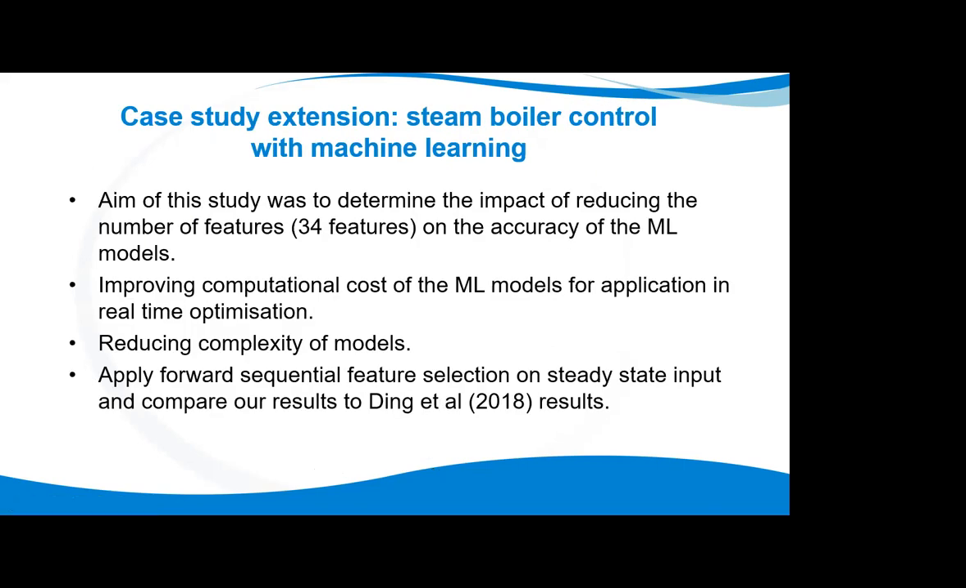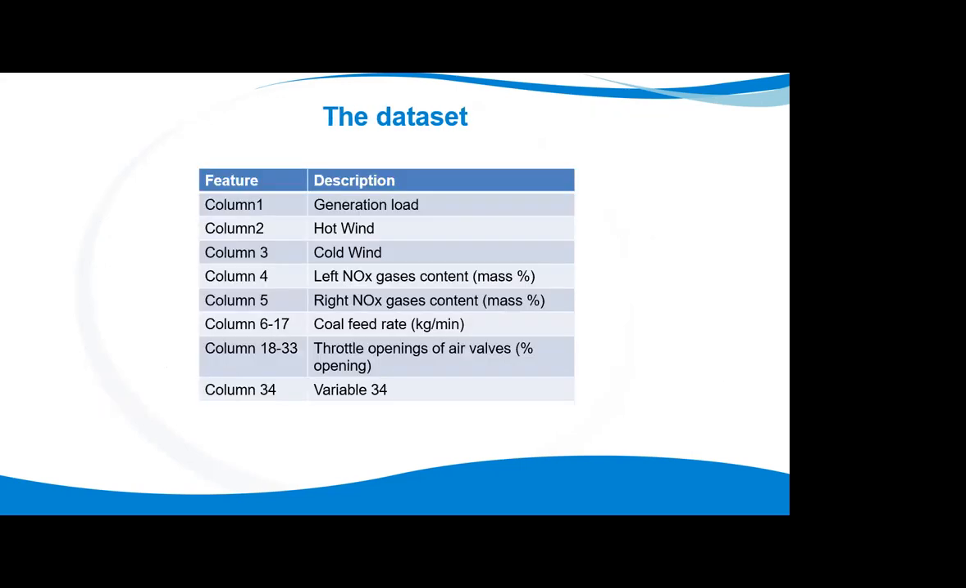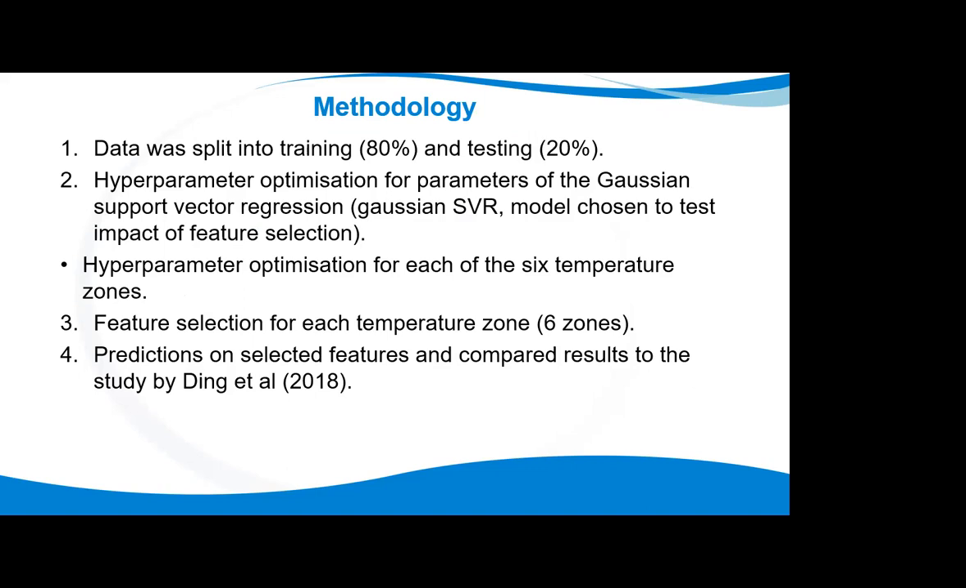And the aim of our study was just to determine what the impact of reducing the number of features will be on the accuracy of the machine learning model. So it's to improve computational cost and so forth. And to do that, we applied sequential feature selection on steady-state input data, and we compared our results to that of Ding and his associates. And this was just the general data set.